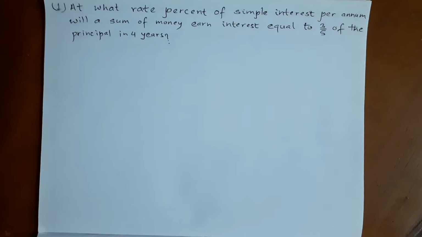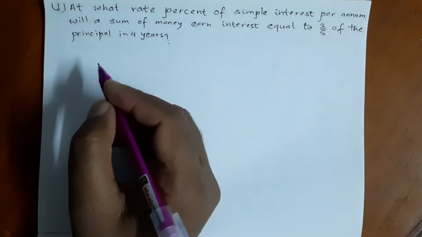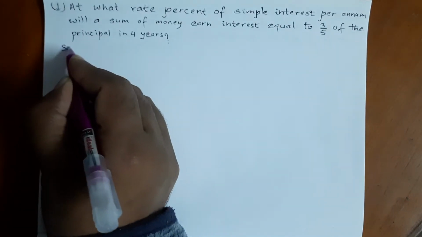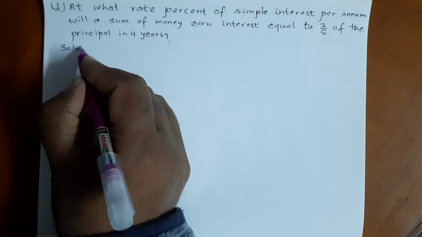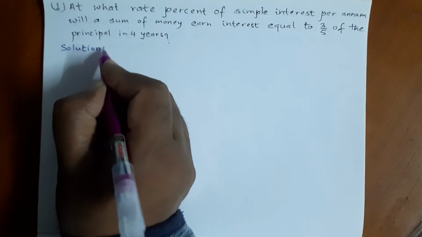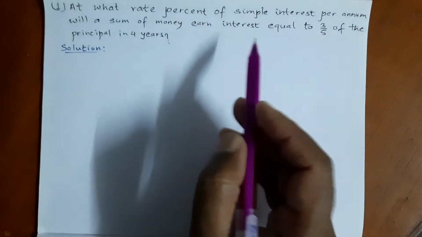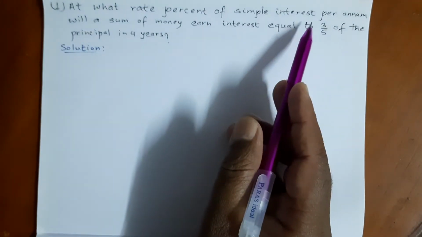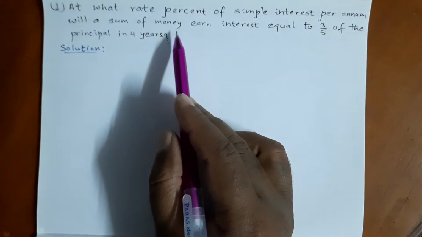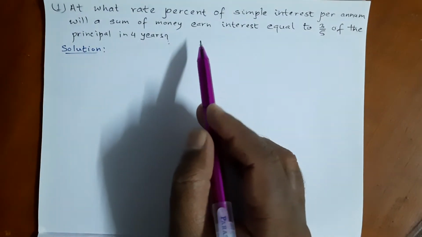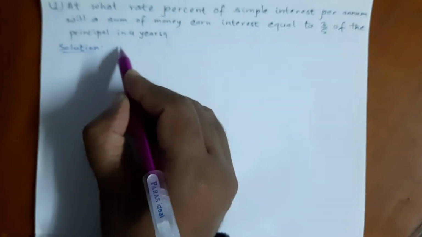Now I'll start today's topic. Solution. At what percent of simple interest per annum will a sum of money on interest equal to 3 by 5 of the principal?